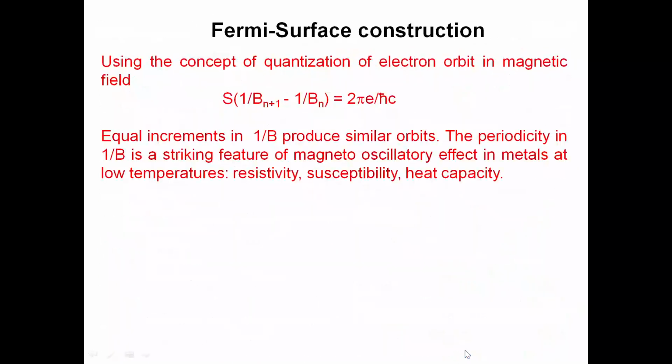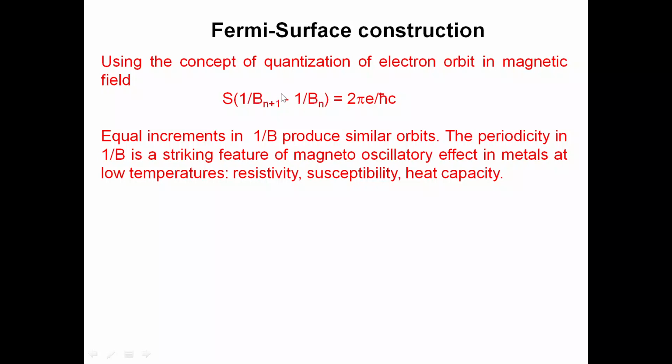So if we have the information about the 1 by B increment, the 1 by B required for two successive oscillations, we can calculate S from the difference 1 by Bn plus 1 and 1 by Bn. S is actually the Fermi surface area in the reciprocal space.